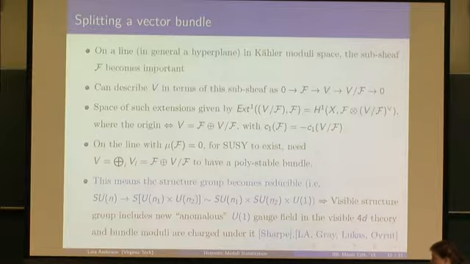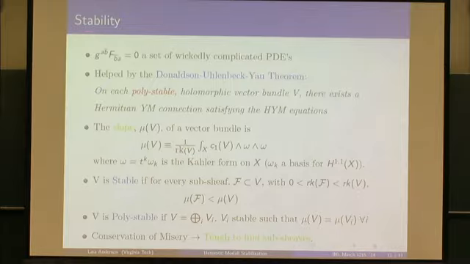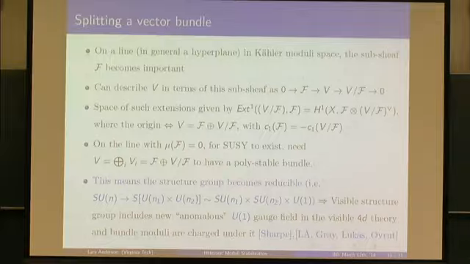The reason that this is a nice thing to pay attention to: you know that you have a solution to these guys up here, which are showing up in your scalar potential, if and only if you have a relationship between all possible subsheaves of your bundle and your bundle. So imagine that you have a bundle that could be destabilized somewhere in Kähler moduli space. So it could fail this condition. On a line, generally a hyperplane in Kähler moduli space, this subsheaf is going to become important. You can describe the bundle itself in terms of all possible subsheaves as an extension.